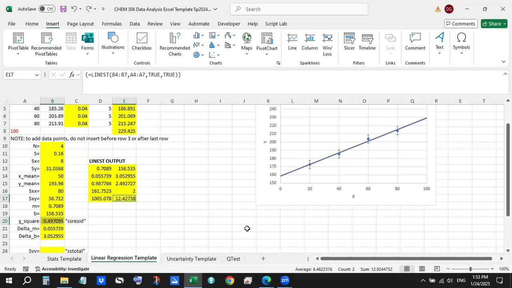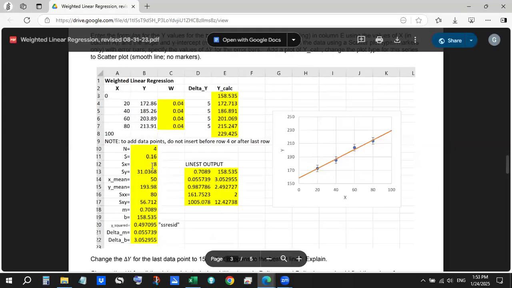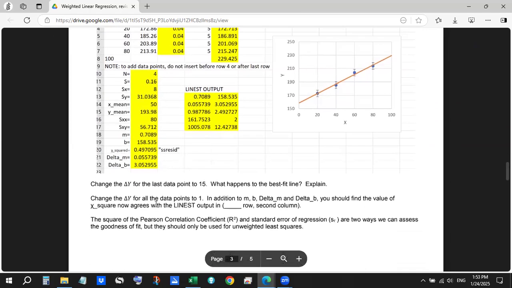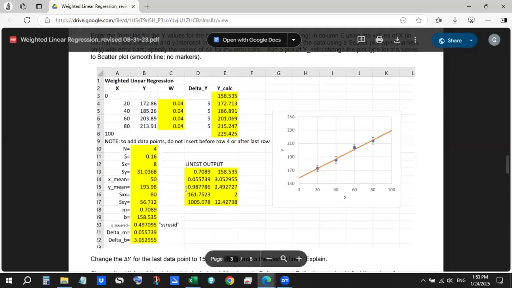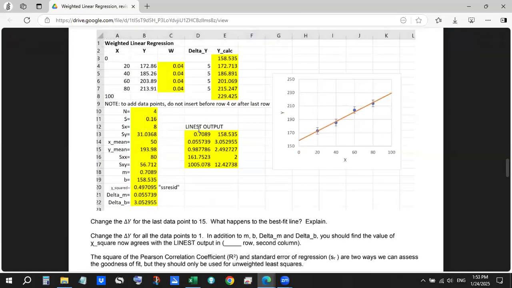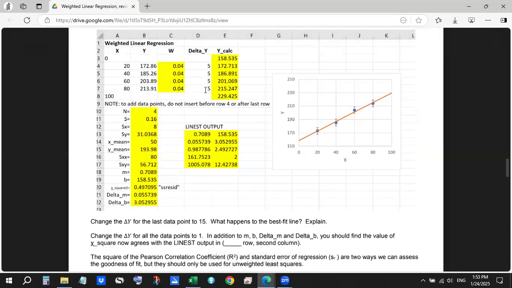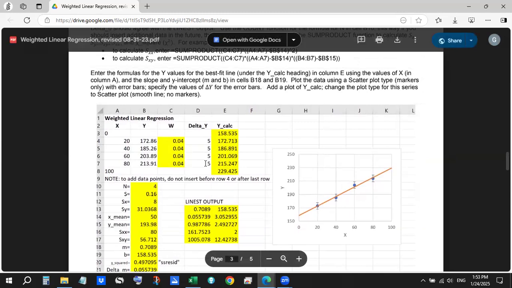But let's see what else we can calculate with this. So this is a way, this screenshot in the handout, for you to quickly check whether your numbers are correct, okay? You're getting the right numbers. All right, so let's see what happens now if our delta y for the last data point is 15. So let's make the uncertainty in our last data point bigger, okay?